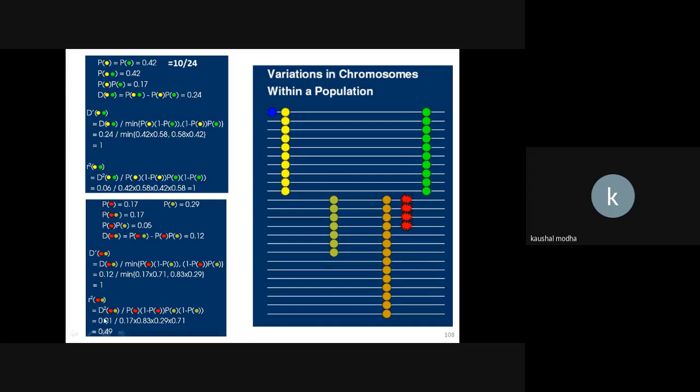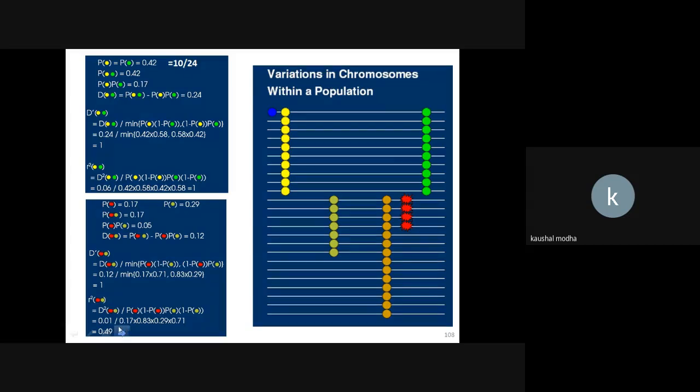R square can be calculated as D square divided by multiplication of all these frequencies. It is 0.49. So you see, D dash values, the normalized D values, are 1 for both these examples. But R square is 0.49 as compared to 1.